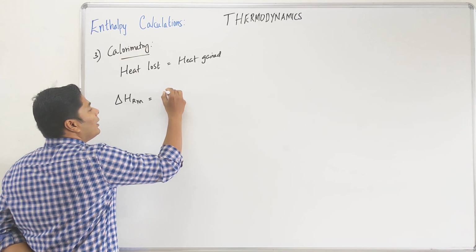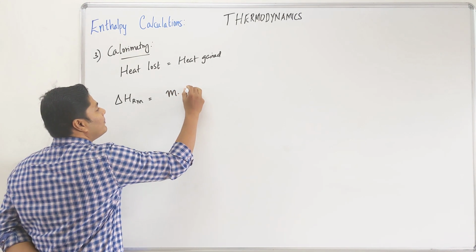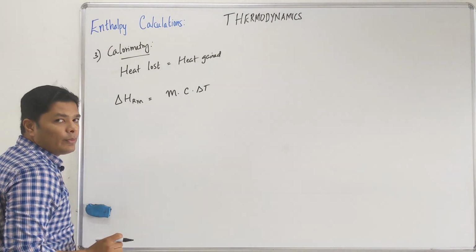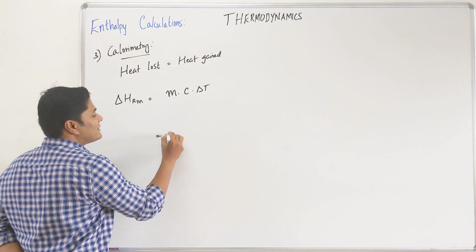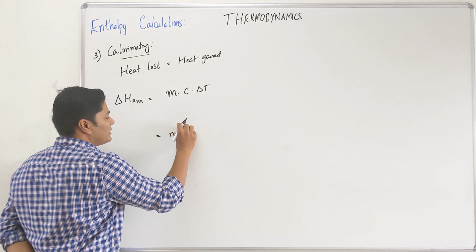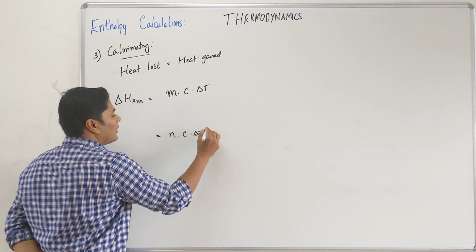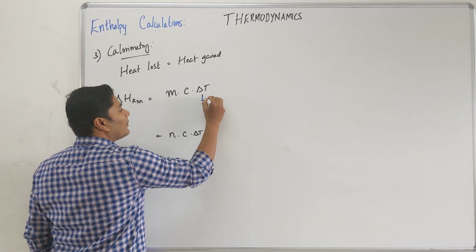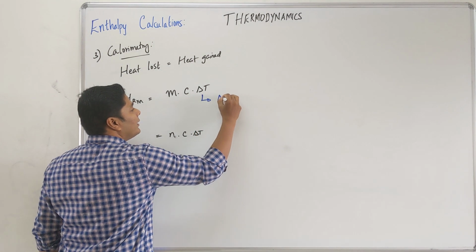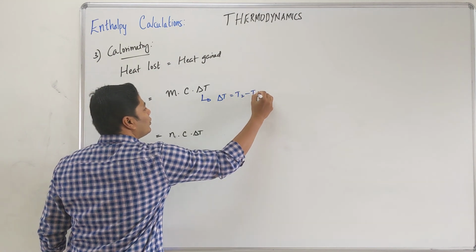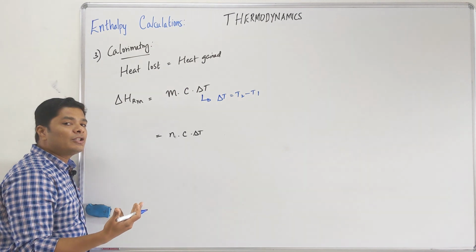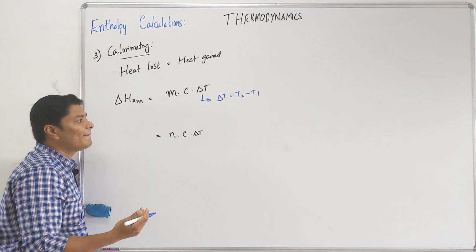Now you can calculate this as m c delta T of the system. Now you can also do n c delta T. In physics, you will use n c delta T. Couple of things I want to make sure is, this is the change in heat, delta T equals T2 minus T1. You can do it in degrees Celsius or Kelvin. Delta T is always the same, it does not really matter.